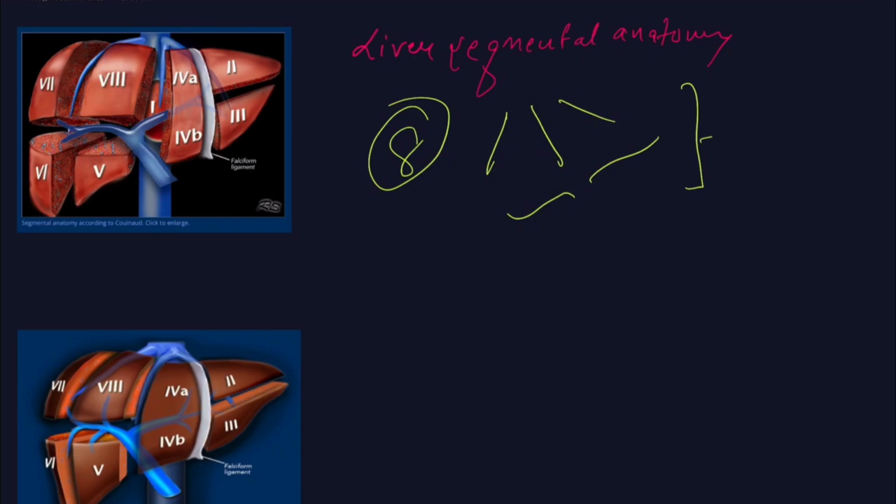Why? Because they have separate branches of portal vein, hepatic artery and biliary radicals at their centers, and they have separate venous drainage via hepatic veins at their periphery. These 8 segments are functionally independent of each other, okay.